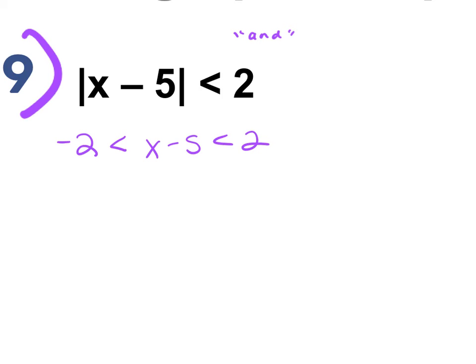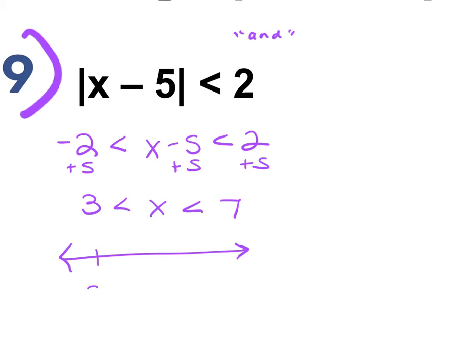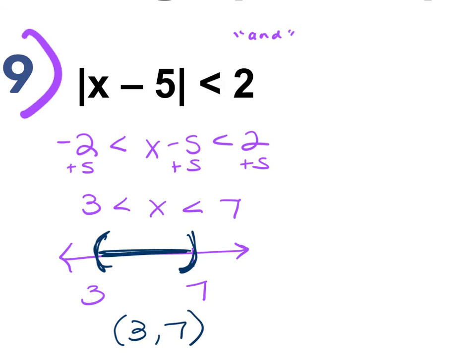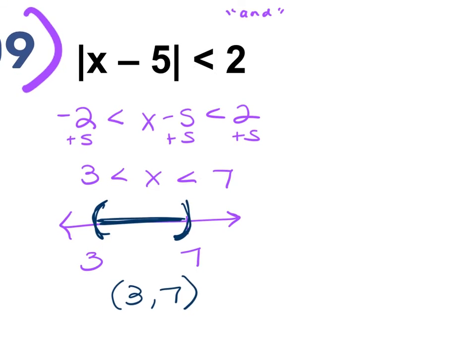Now this is x minus 5 is greater than negative 2 and less than 2, because we keep it all in one statement. All I have to do is add the 5 here. And I get 3 is less than x, which is less than 7. On a number line, I get parentheses on both, shading in between, and there's my interval notation.